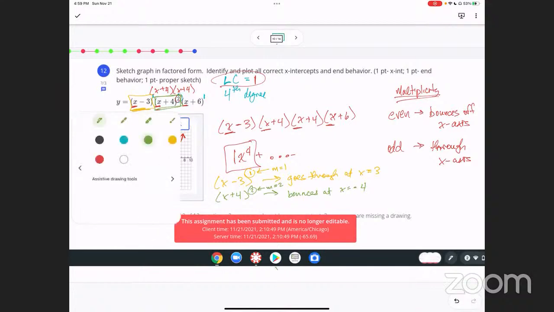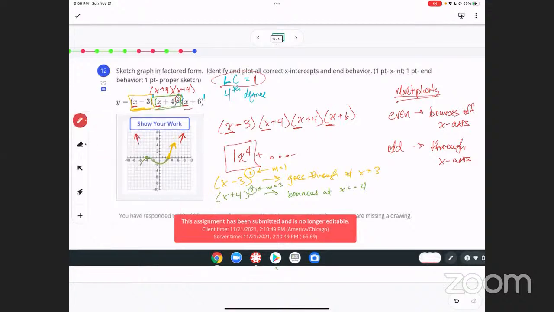And then what's my last zero? X equals -6. Yep. So x plus 6 was my factor, and the multiplicity was 1, which meant it goes through at -6. And sure enough, look, it better go through, right? Where does it have to end up going? Positive. It has to end up going up. So there's my graph. Okay, makes sense? Yeah.